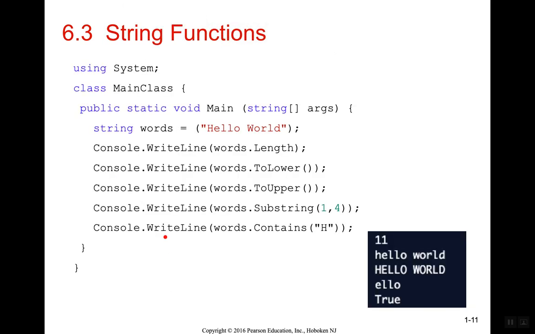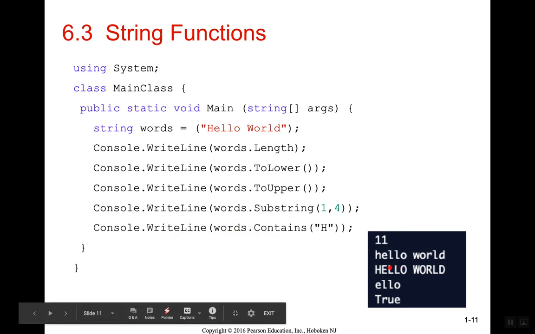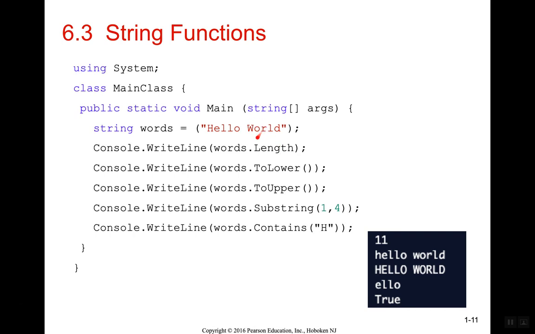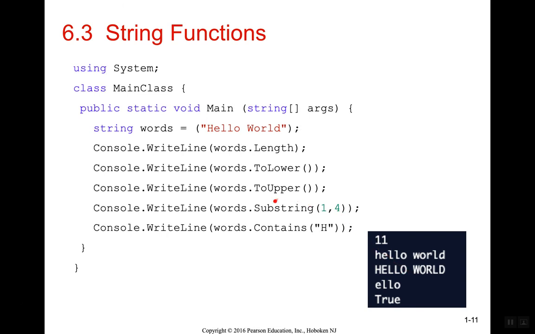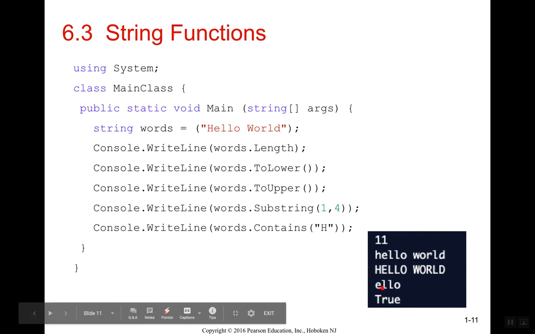Here's some code here that you can use if you wanted to explore. This is the output of this code up here. So we see that if I say the words equals hello world and I say write line the length, I get 11. If I do a toLower, I get all lowercase. If I do a toUpper, I get all uppercase here. If I do a substring, this says start at position one and give me the four characters afterwards, I get ELLO.